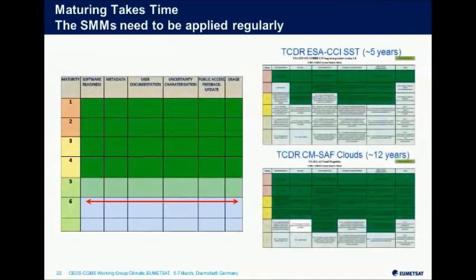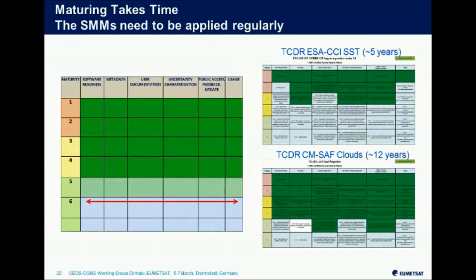This is one example. The top one is the ESA CCI sea surface temperature record, and that program has been running for about 5 years. And you can see that it's not very mature in the categories. But if you look, for example, at the climate monitoring cloud data record, that program has now been running for 12 years. You can see most of the columns are at 4 or 5.